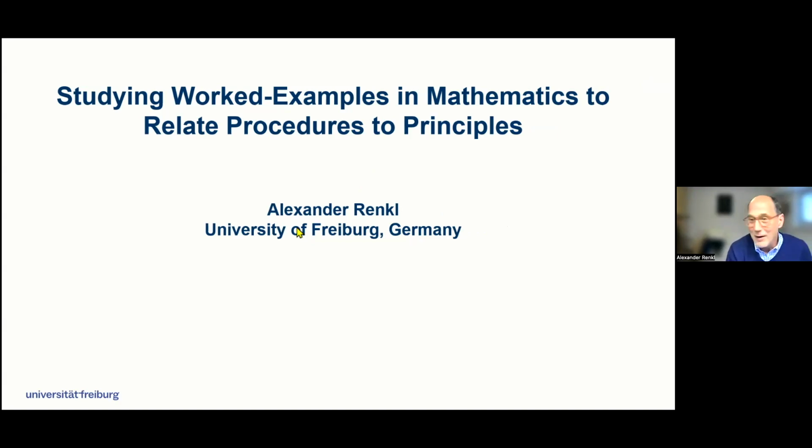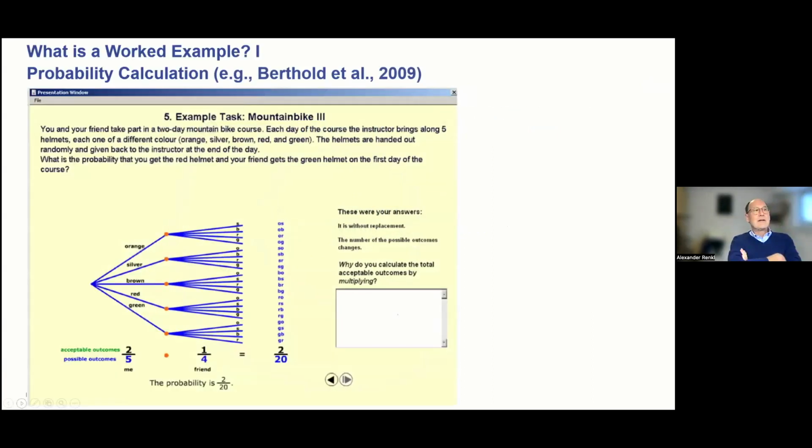And if I talk about examples, I should first show what I mean by worked examples. This is one type of worked example we used in research. It's about probability calculation. You don't have to read the problem text. It's one of these probability problems that relate to whether the order is relevant or not, or whether events are replaced or not. And the goal especially is to understand why you multiply.